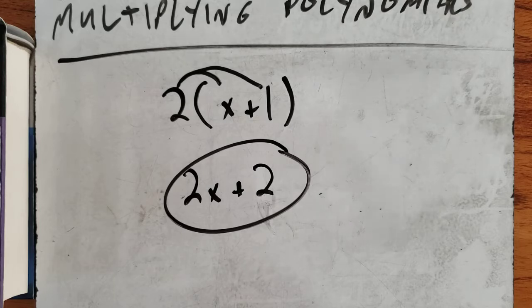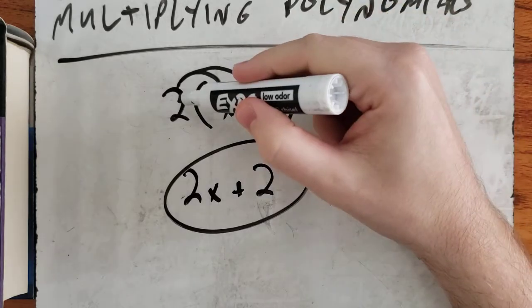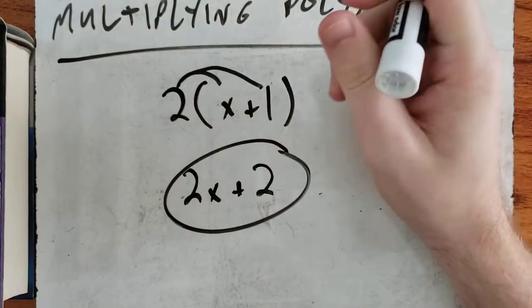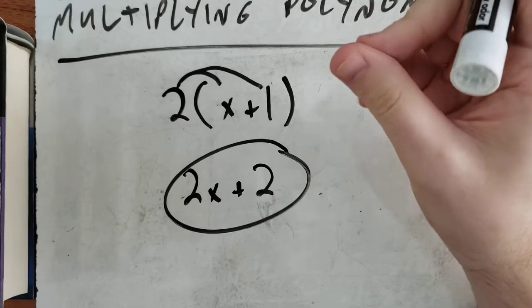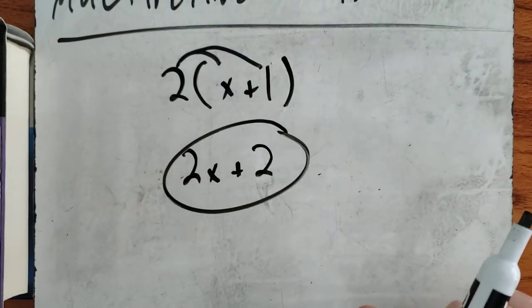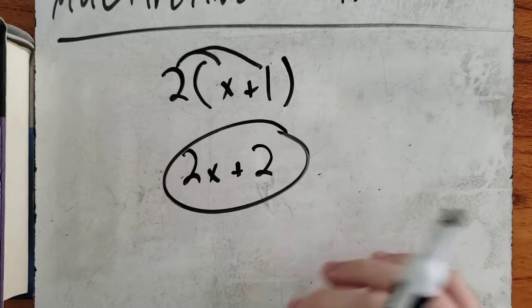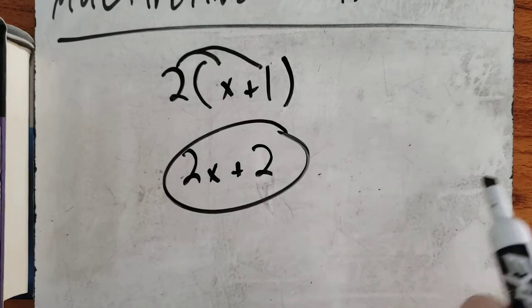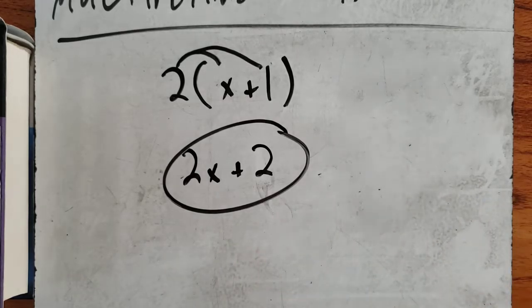So we really are just distributing. We've done this before. We did this earlier in the year. We've been doing this all year. In some form, we've been distributing. Whatever's on the outside gets multiplied by the inside, and that's what we've been doing all year. But this just puts a formal name, multiplying polynomials, to it. So that's the base of what we're doing. Simple distributing. We're just adding some small things here and there.